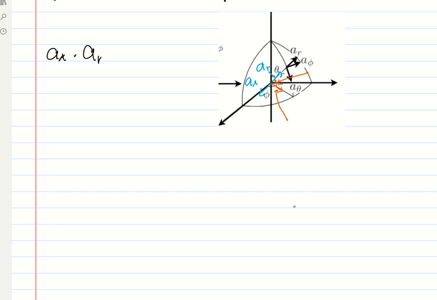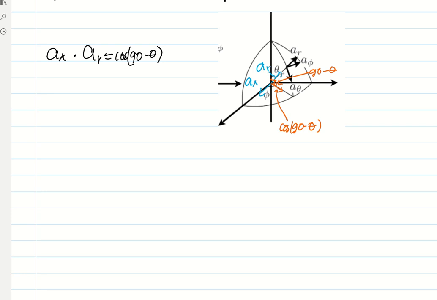That angle, this is 90 degrees. And this is theta. So it should be 90 minus theta. So that's the projection. So I just write it here. So that's just equal to the cosine of the angle, which is 90 minus theta. Cosine of 90 minus theta.